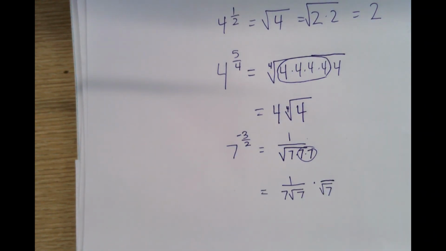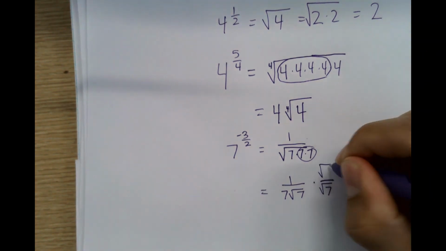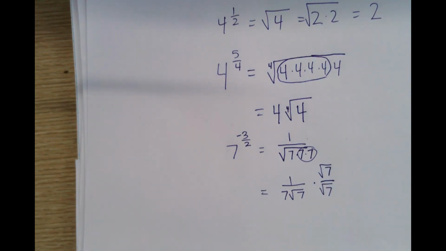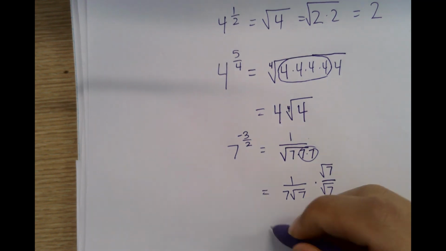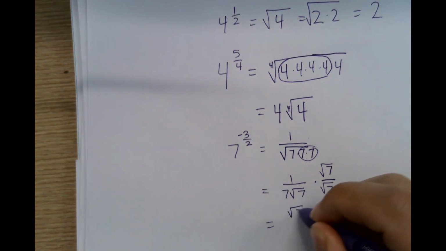However, you can't just change the value of the whole equation. You have to make sure that it's equal. So you can always multiply by a number divided by a number because that is always equal to 1. You're not changing the value of the expression. So what happens is now we have radical 7 on top.